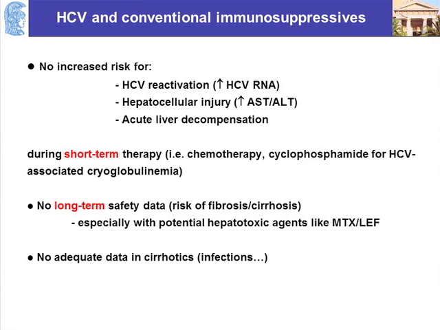Now, do we have enough data with medications like methotrexate or leflunomide? Again, the literature here is very poor. We do not have enough data for this patient population. And what is more important, we do not have data for patients who have underlying cirrhosis, who we know are at higher risk of developing infections and other complications.